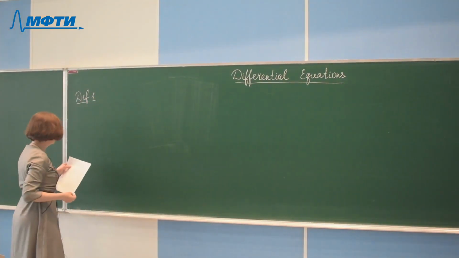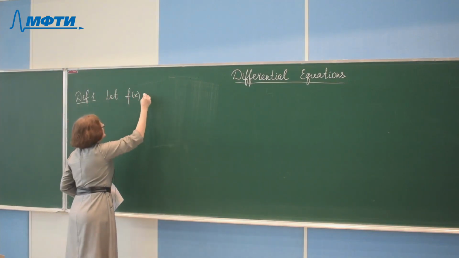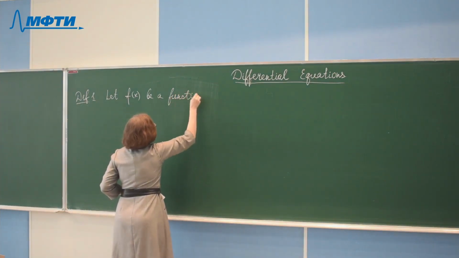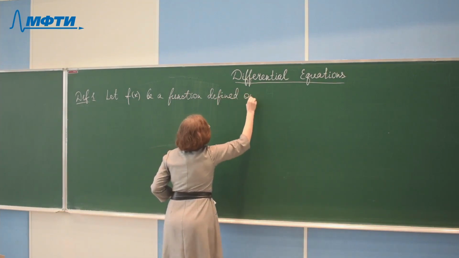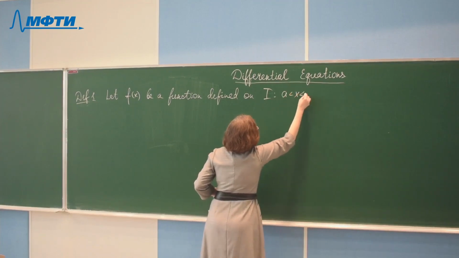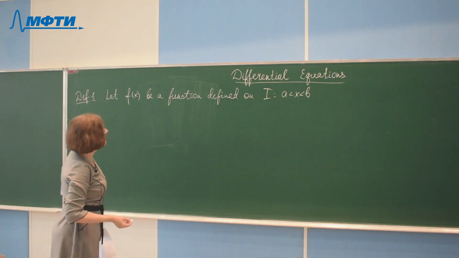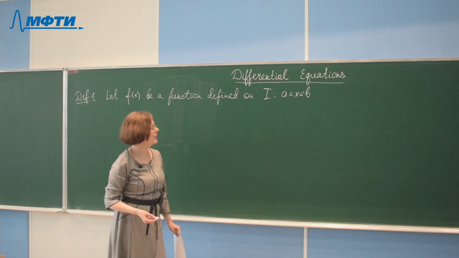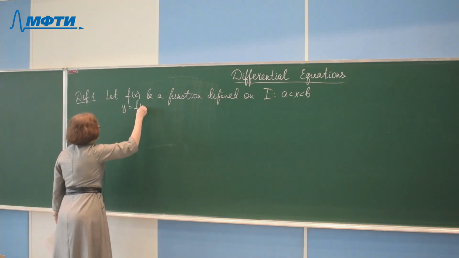Definition number 1. Let f of x be a function defined on an interval. X is between a and b. A and b may be infinite. They may denote infinity. Okay, so defined on I. Y equals f of x.